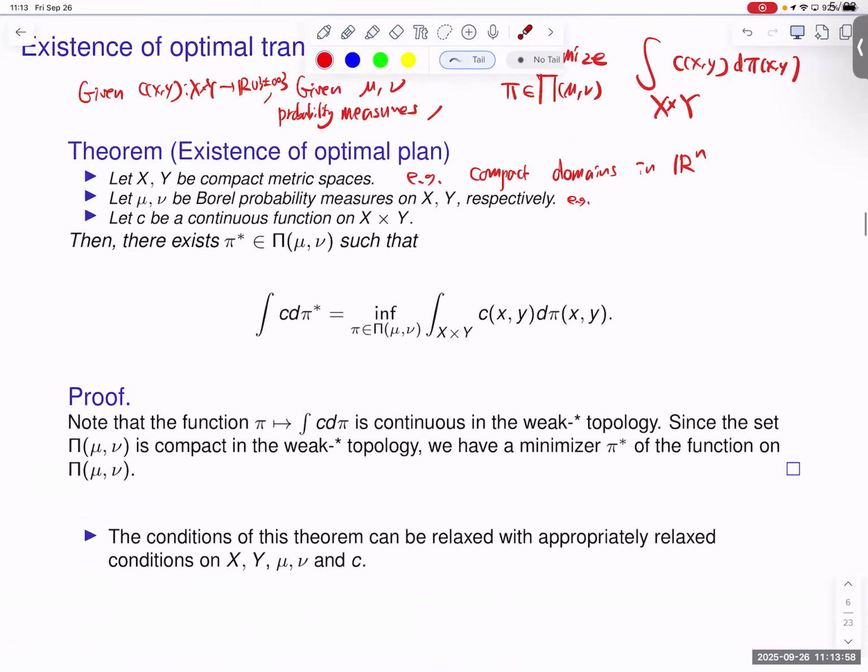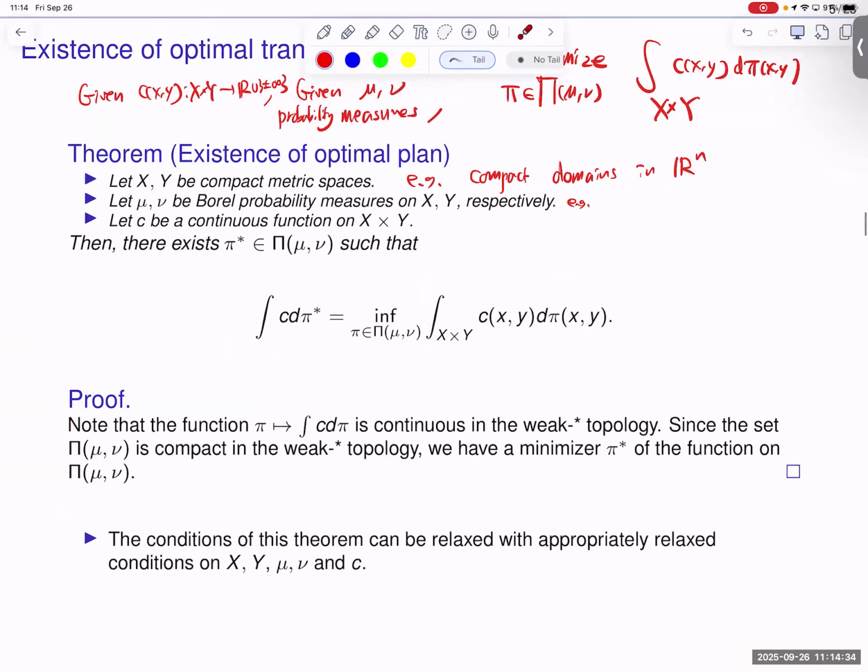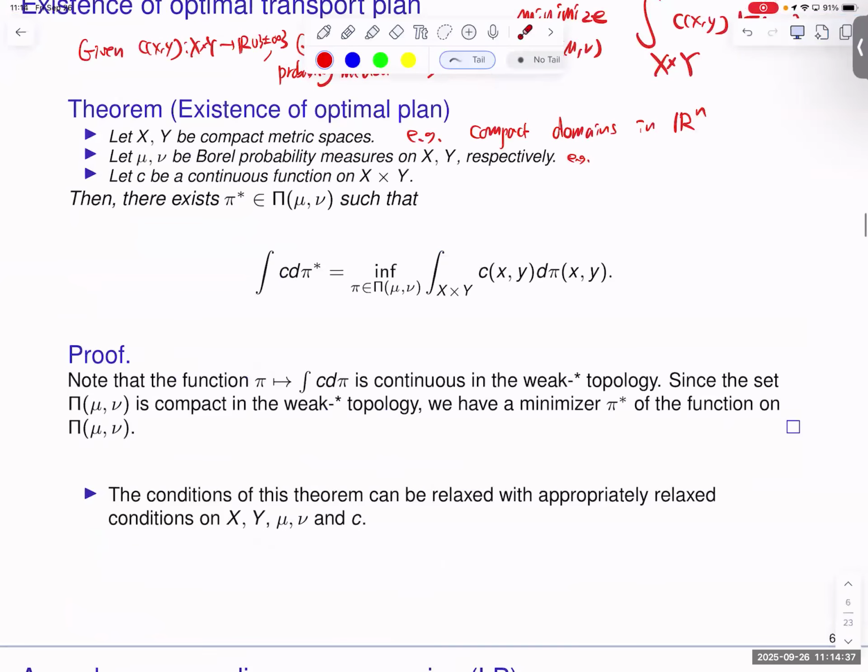Then this space is compact. The space of transport plans is a subset of the space of measures. It's a closed set in the space of measures. So it's compact, and you have this continuous function. So the integral is continuous. The cost function is a function of pi, a continuous function on a compact space. So you have a minimum point. That's basically what it is. All right, so then existence is done for now.